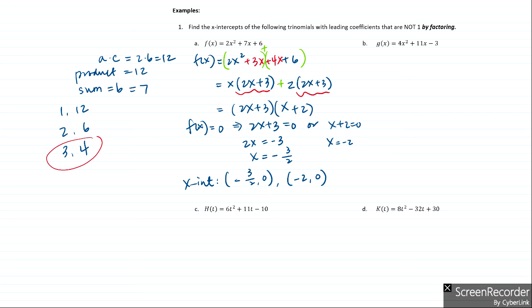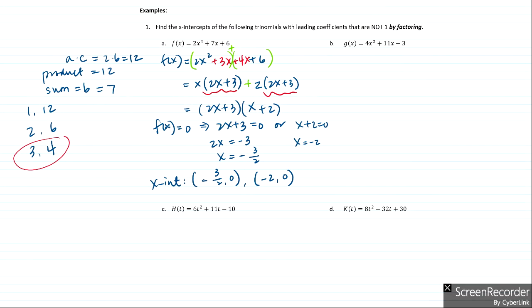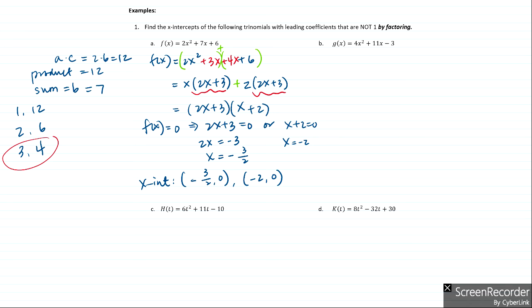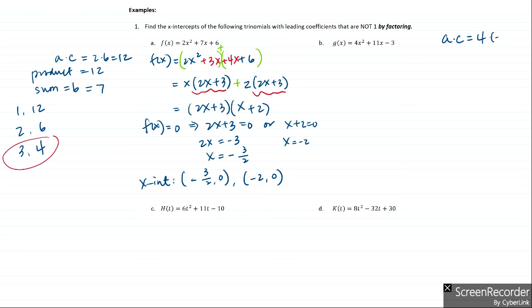If you're good with this question, we can move on to part B. And in part B, we can do a similar process. We want to identify what's a times c first. And again, be careful with the sign. We have 4 times negative 3, which would be negative 12, meaning I want two numbers that would have a product of negative 12 and a sum of positive 11, which is equal to our value of b.